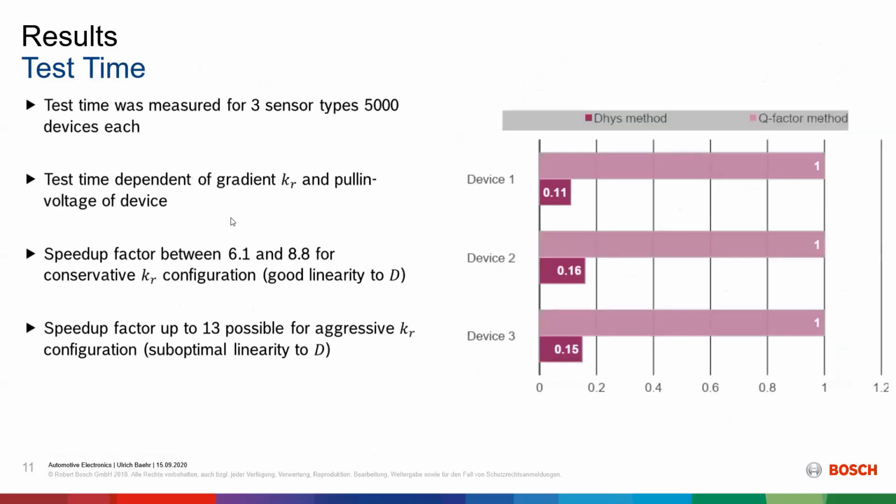Well, now for the test time. We checked the test time for 3 different sensor types with 5,000 devices each. And what we found is that basically the pull-in voltage of the device and the gradient play the biggest role for the measurement time of the d-hys. But if we compare this to the conventional method, you see that even for the worst sensor and a very conservative configuration, we get speed-up factors between 6.1 and 8.8. If we go for the most aggressive configuration and for the best sensor type, we get even up to a factor of 13. So we save a lot of time here.